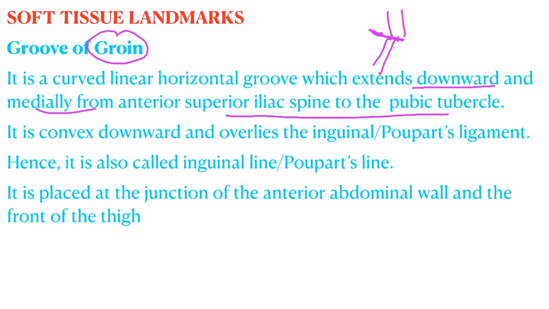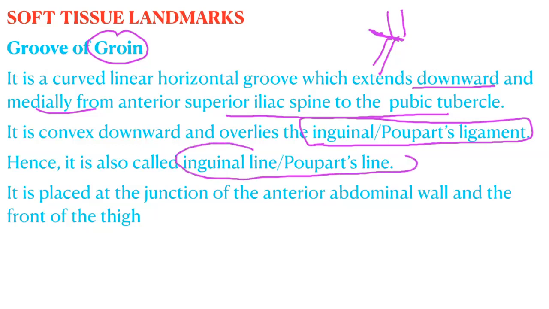It is convex downwards and overlies the inguinal or Poupart's ligament. It is called the inguinal ligament, hence it is called the inguinal line or Poupart's line. It is placed at the junction of the anterior abdominal wall and the front of the thigh. So the groove along the inguinal ligament is called the groove of the groin. Okay, the groin area or the inguinal area.